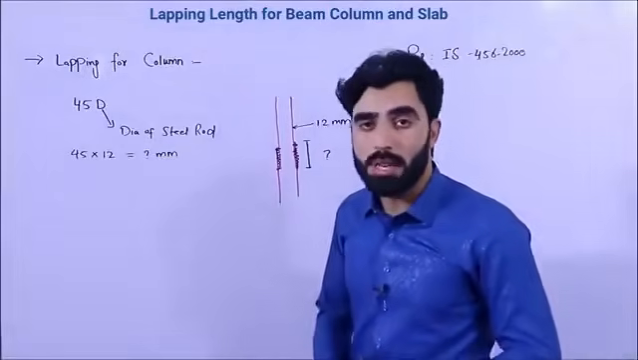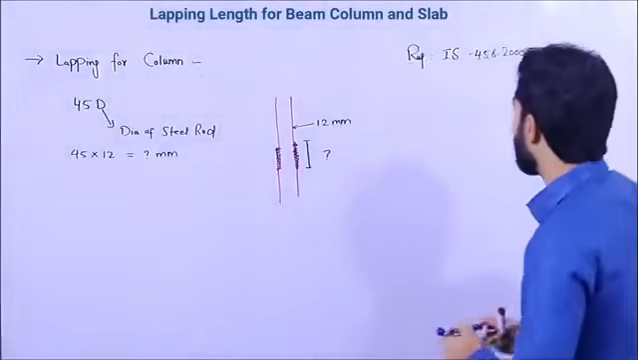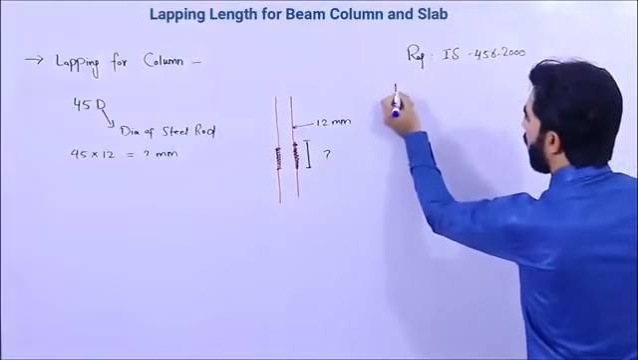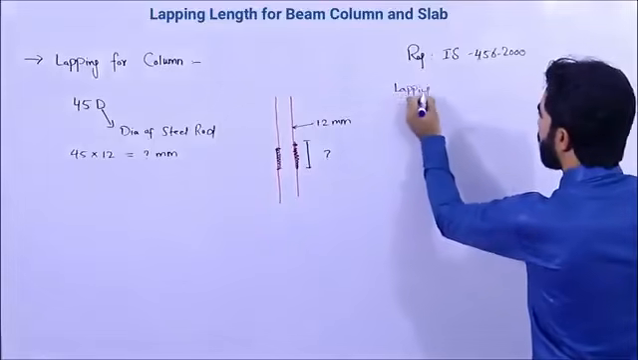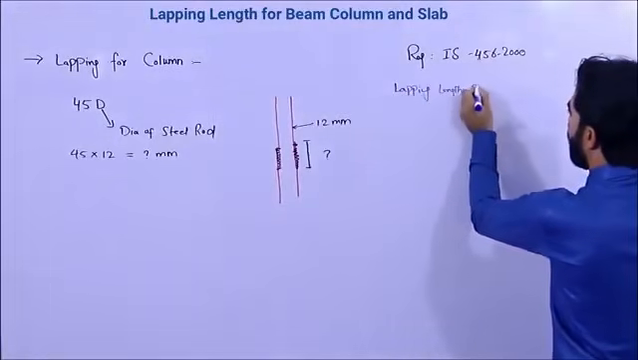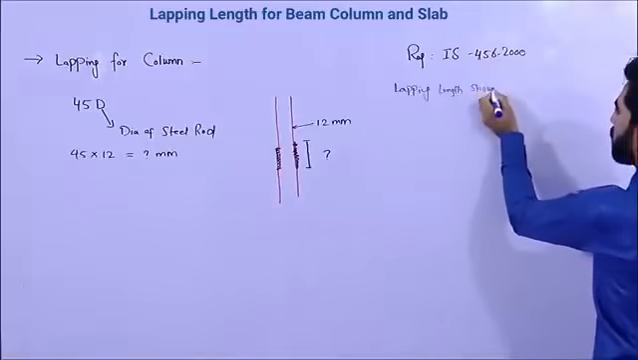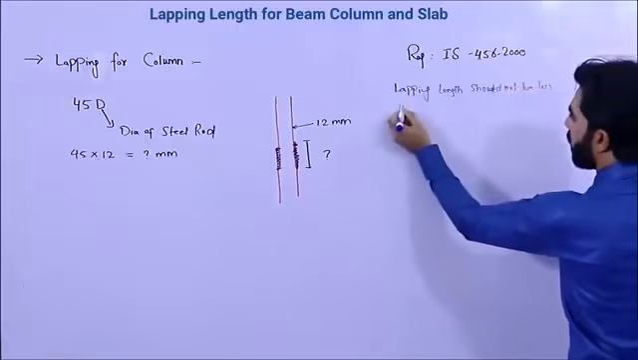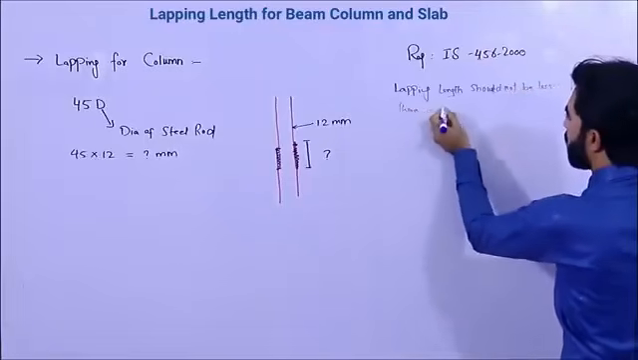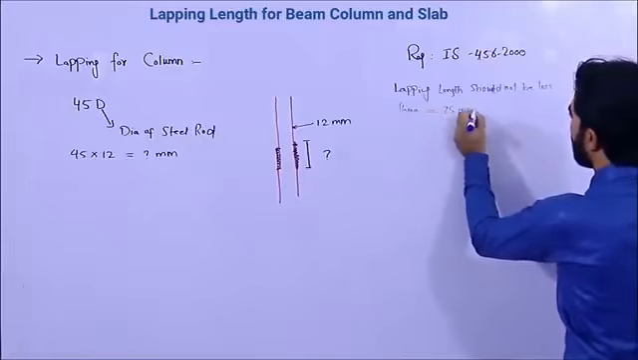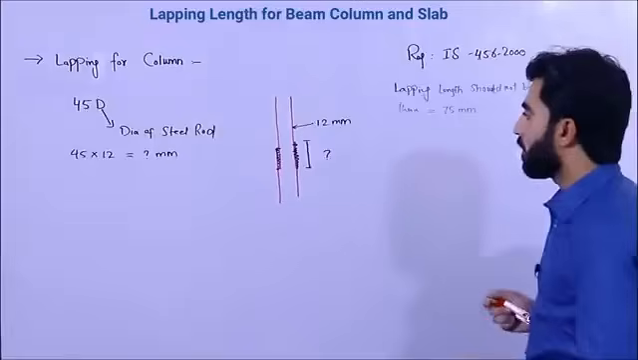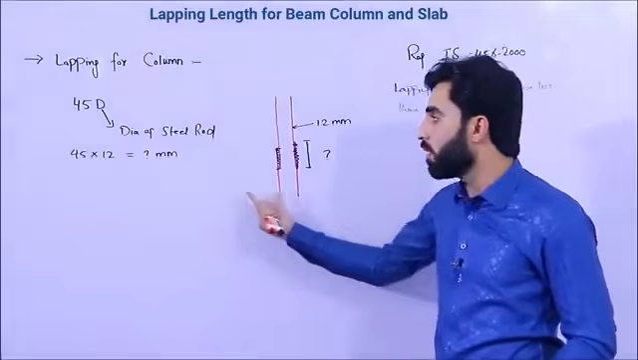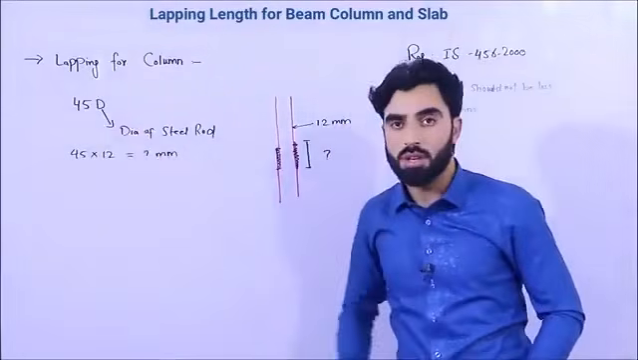But for beam, column and slab, the lapping length should not be less than, in IS 456-2000, 75 millimeter. Okay, it should not be less than 75 millimeter. But if you want to provide the lapping length, the length should be 45D for column.